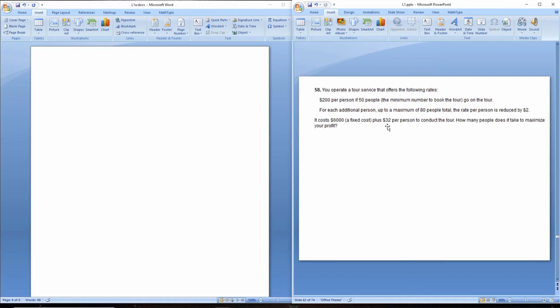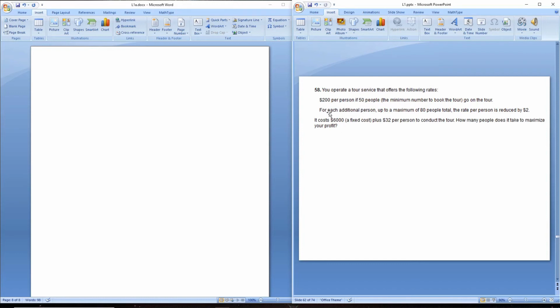This one says you operate a tour service. So just imagine you have a bus tour service. You know, maybe you're those people who take people around in Hollywood and show them where all the stars live or something. Just imagine you have a bus tour service, and it's offering these rates. You'll charge $200 per person if you have 50 or less people go on a tour. So if 35 people come on your bus tour, you'll charge them $200 a piece. And you'll do that all the way up to 50 people.